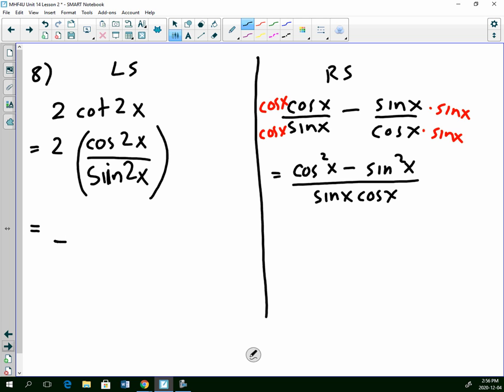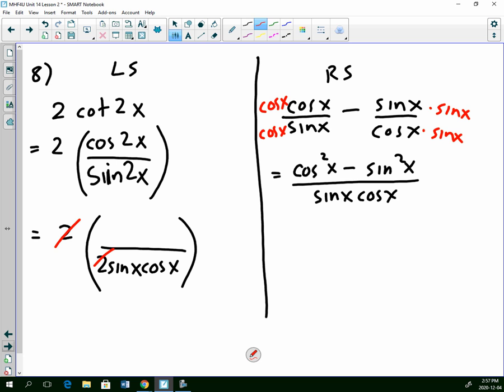So then I'm going to change the bottom. I'm going to wait and see what to do with the top because cosine 2x can come in more than one form. Right? So 2 sine x cos x is equal to sine 2x. That reduces. So then I look at the other side.